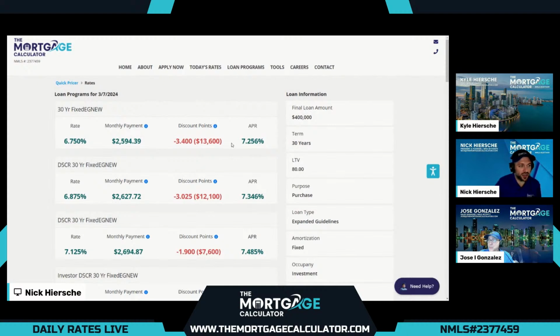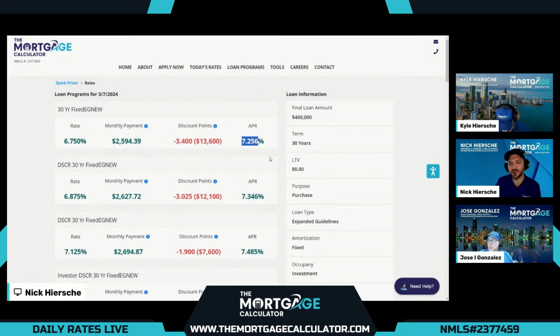So DSCR rates, wow. A couple of options absolutely smoking conventional here. At the top, 6.75 rate, 3.4 discount points at cost. That puts the final APR at 7.256. Smoking conventional, smoking the portfolio, full doc option.